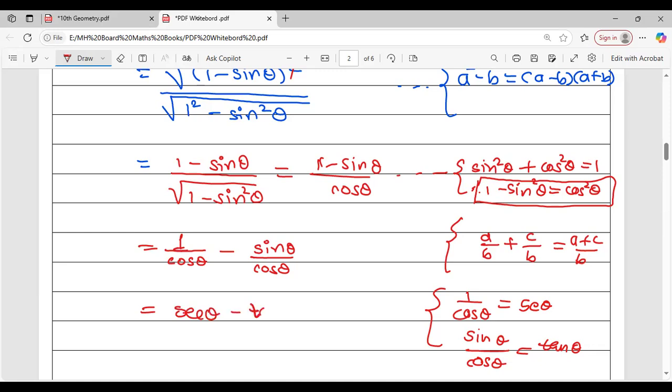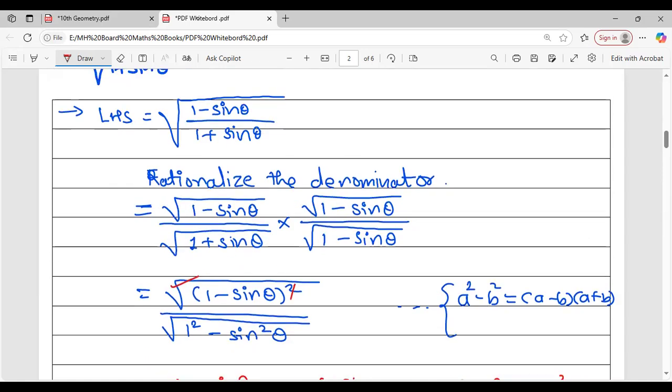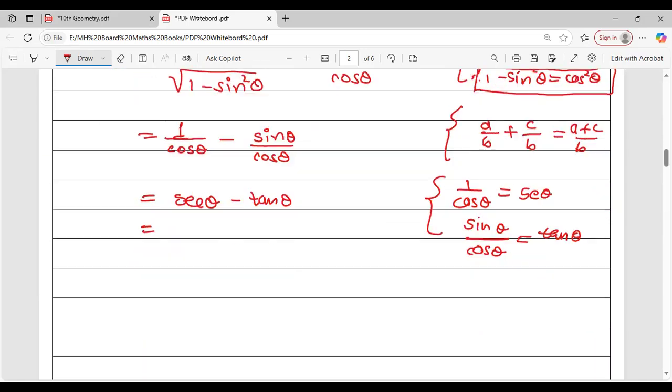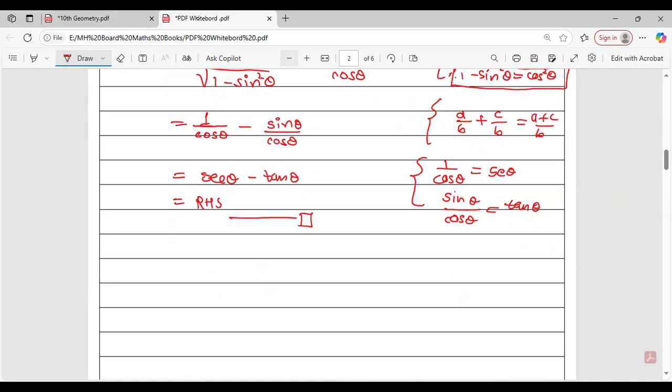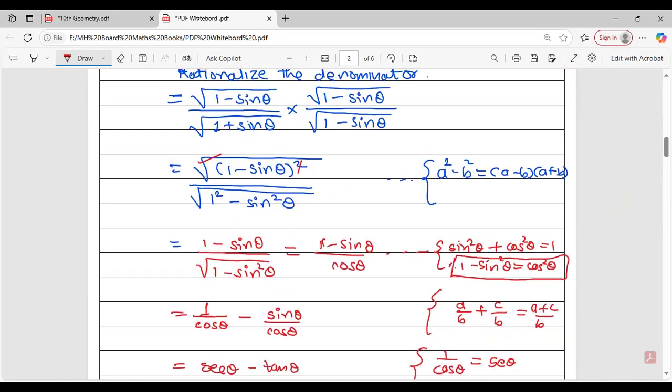So it is sec theta minus tan theta. And what do we have to obtain? The same, sec theta minus tan theta, which is nothing but the RHS, which is obtained here. Have you understood this? Yes.